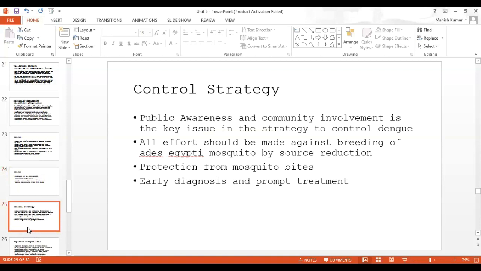So again, the control strategy is what has been talked about under those broad three strategies. Prompt early identification and complete treatment, then controlling the disease through insecticide treated bed nets, larvicide, indoor residual spray, and outdoor fogging. Those things remain the same and are applicable here also.